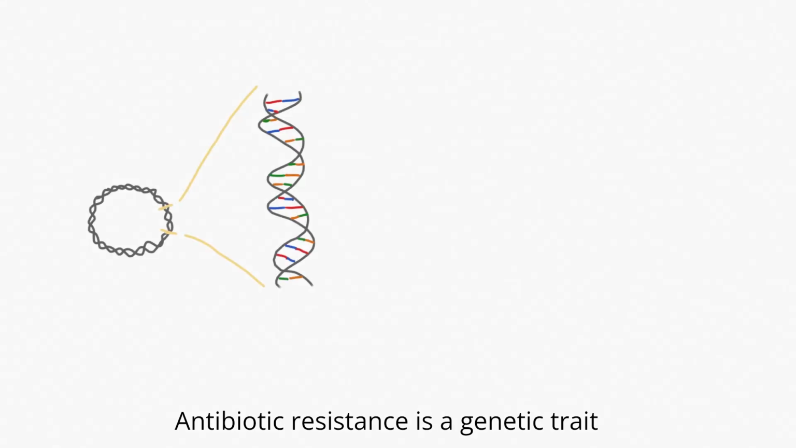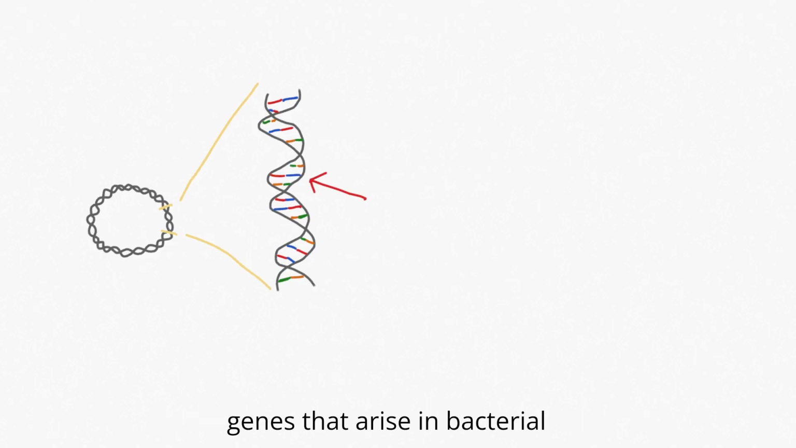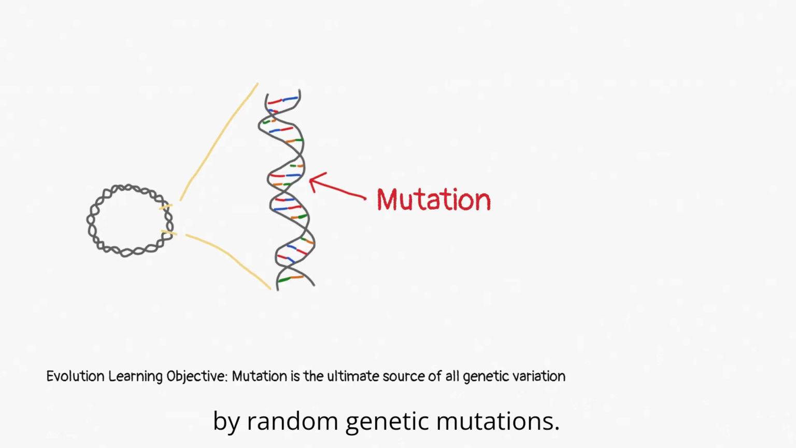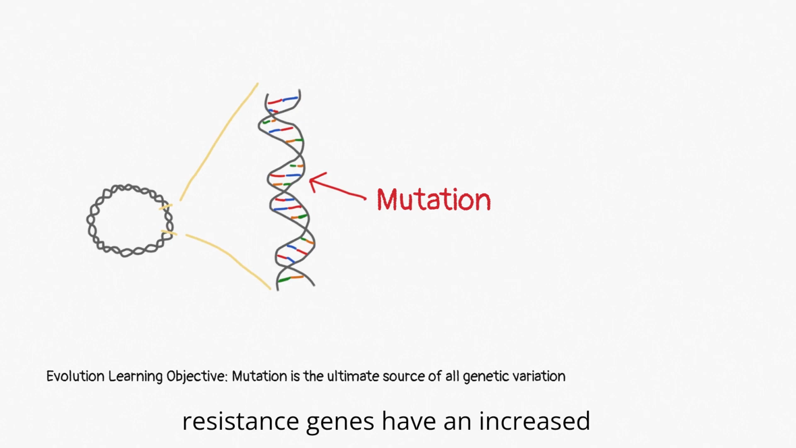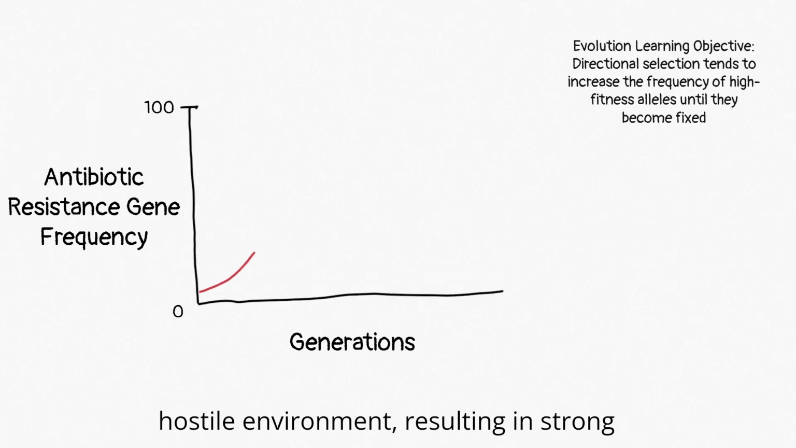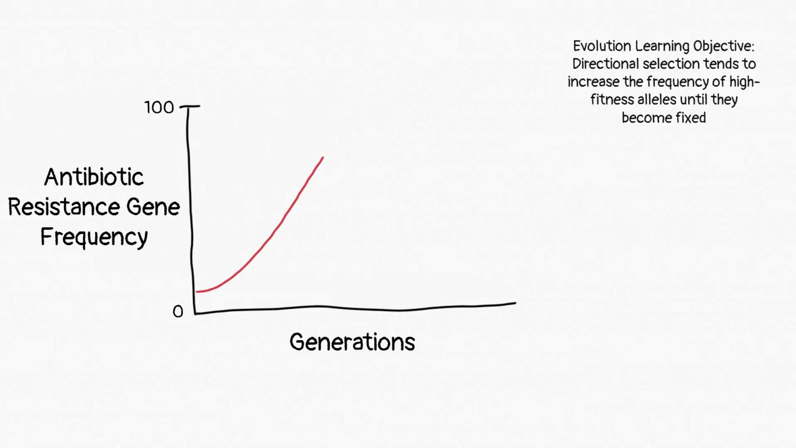Antibiotic resistance is a genetic trait in bacteria, often stemming from new genes that arise in bacterial populations. These antibiotic resistance genes are initially produced by random genetic mutations. Bacteria that develop antibiotic resistance genes have an increased likelihood of surviving to reproduce in a hostile environment, resulting in strong selective pressure favoring the antibiotic resistance gene.